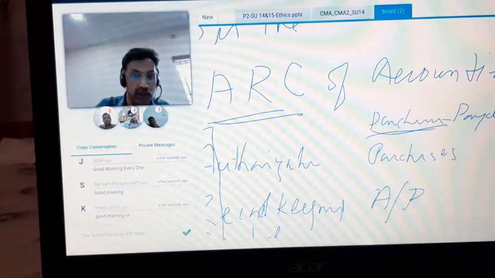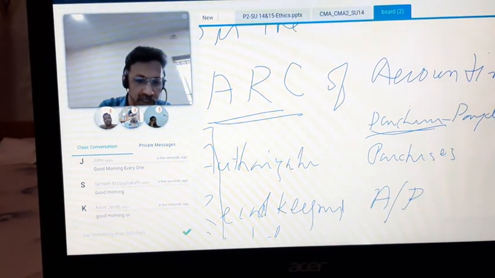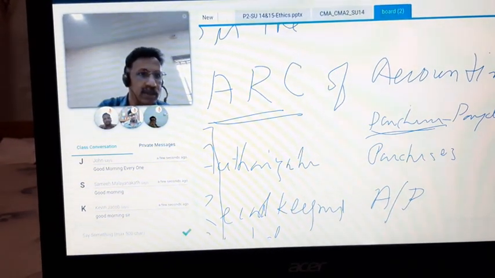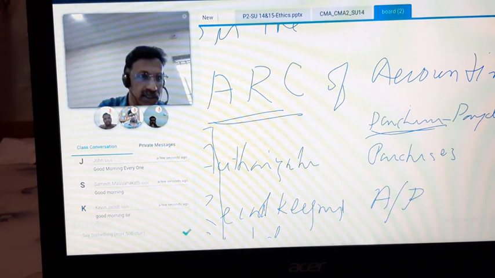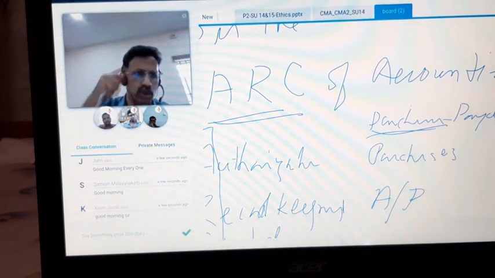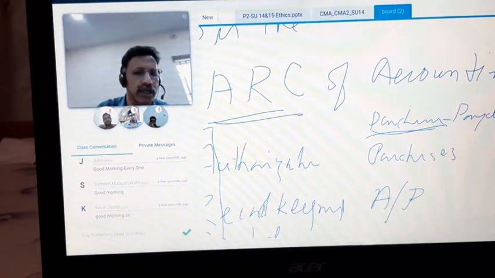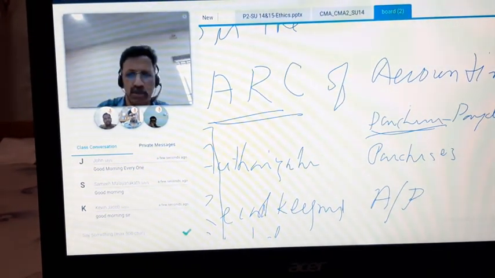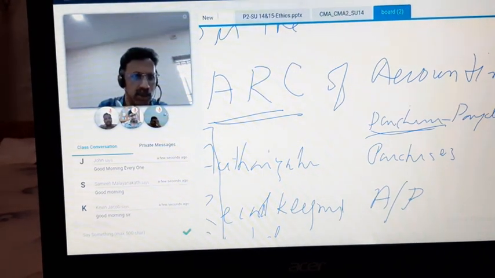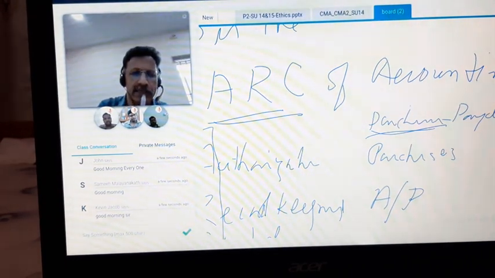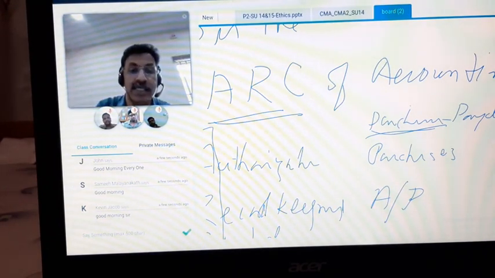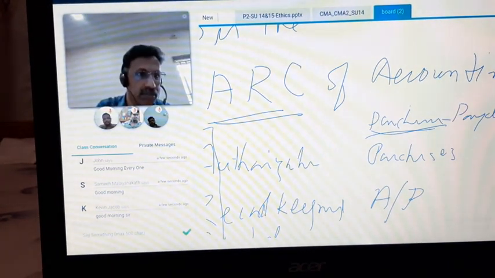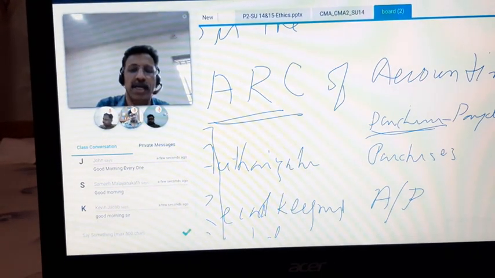Before they authorize a payment, before a vendor is credited, they would be matching these documents: the purchase order, the invoice, and the goods receipt note. Of course, various other documents would also support that, like the lorry receipt, the transportation document. So many things are there, but at least these three documents: purchase order, invoice, and goods receipt note. These are to be matched. That is what is called PO matching, and the accounts payable department would have all these records. In this accounting cycle, record keeping is done by the AP department.